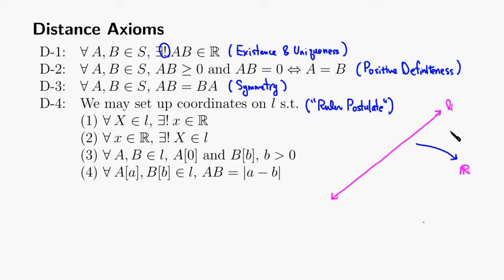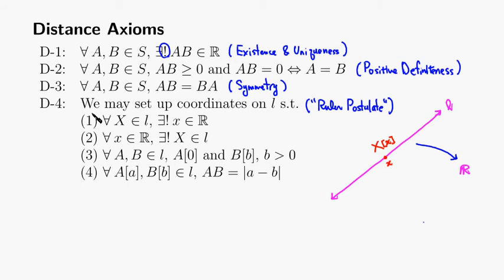It says we may set up a coordinate on L such that for all X on the line, so X is a point, we have a unique number x, which is called a coordinate. The notation is you use the square bracket to indicate its corresponding coordinate. So capital X, which is a point, has a coordinate, the lowercase x. Every single point has a corresponding coordinate. So that's what part 1 says.